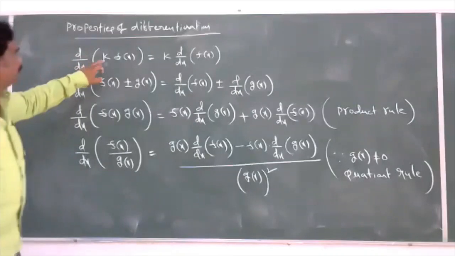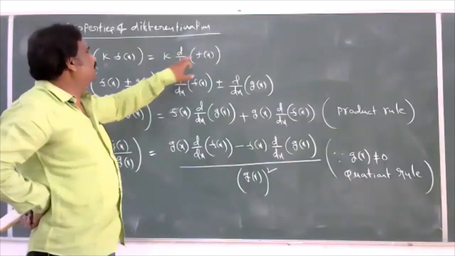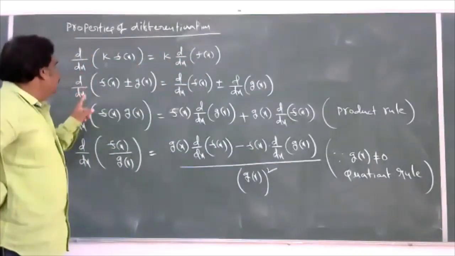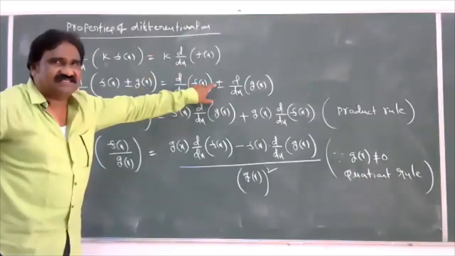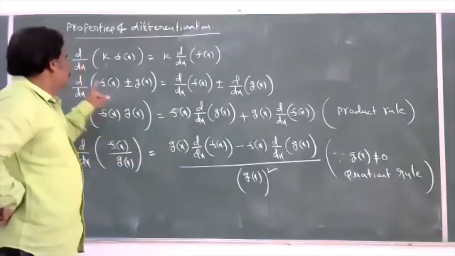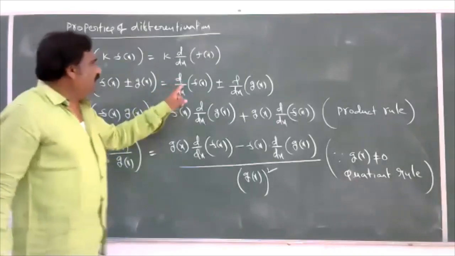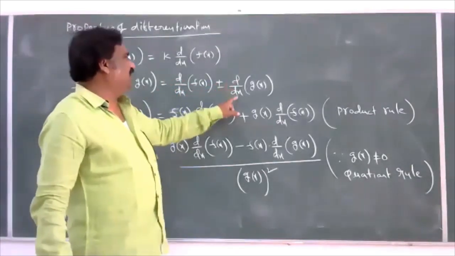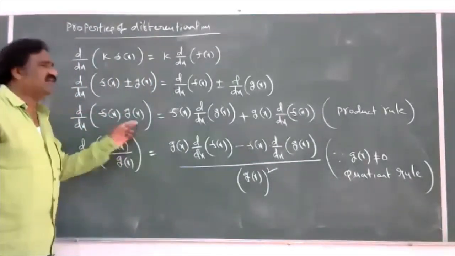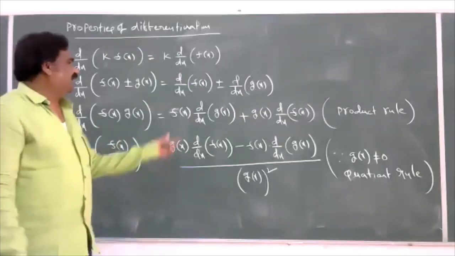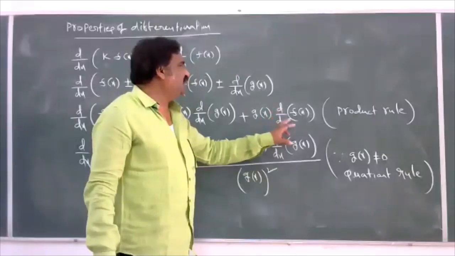So d by dx of a constant into a function f of x is k into d by dx of f of x. And d by dx of f of x plus or minus g of x: where plus is given you write plus, where minus is given you write minus. That is d by dx of f of x plus or minus d by dx of g of x. And d by dx of f of x into g of x is called the product rule: the first function into the derivative of the second function plus the second function into the derivative of the first function.